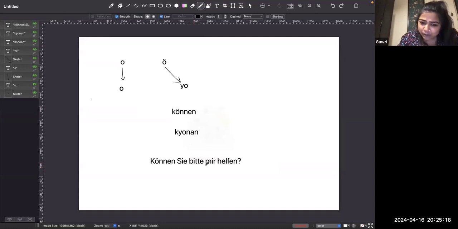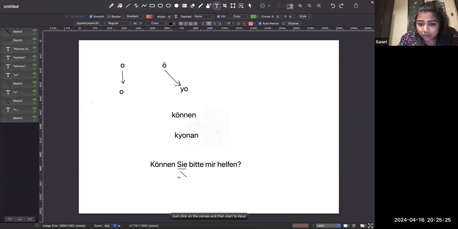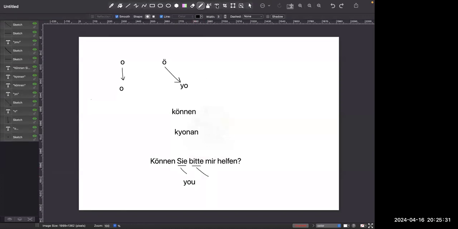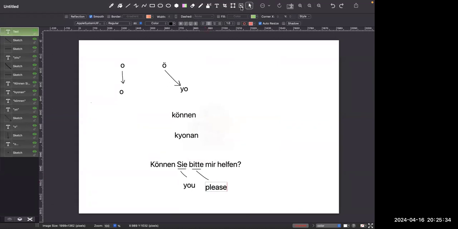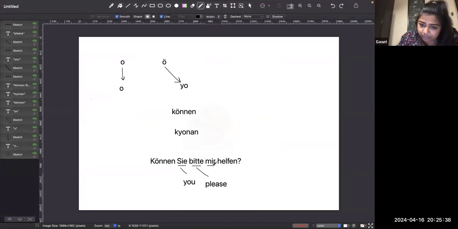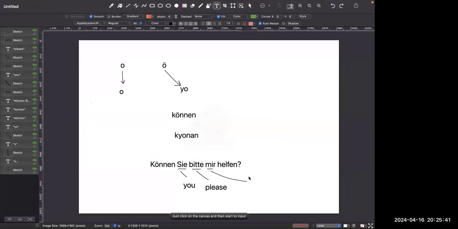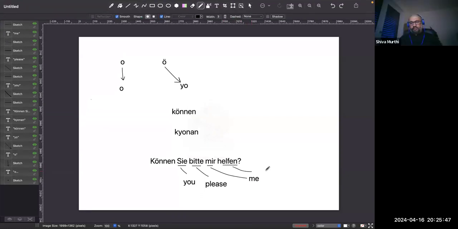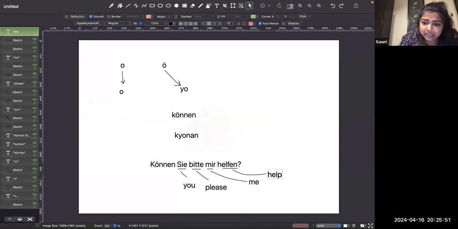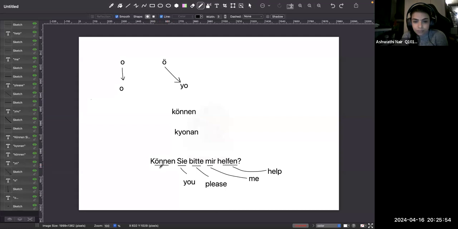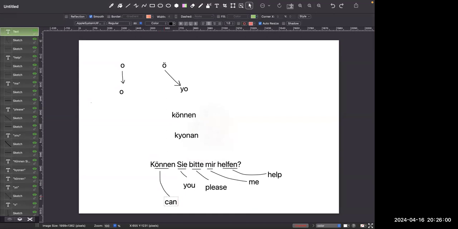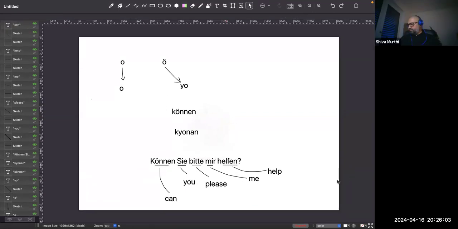I mean, this kind of sentence we will be able to make later on, but this Sie means you, formal. Bitte means please, then mir means me, and helfen means help. And Können means can. So what will this sentence mean? Can you please help me? Können Sie bitte mir helfen? Can you please help me?